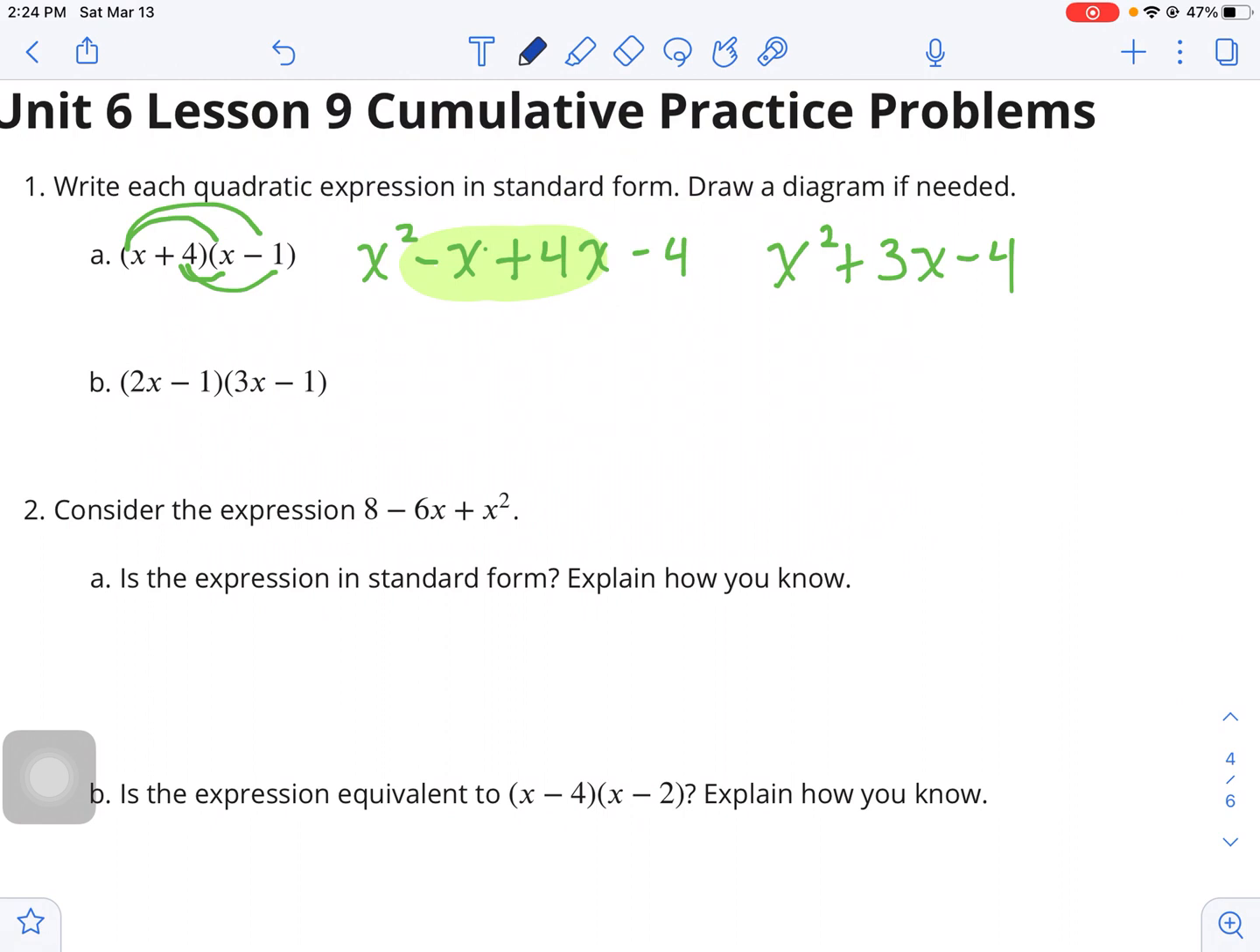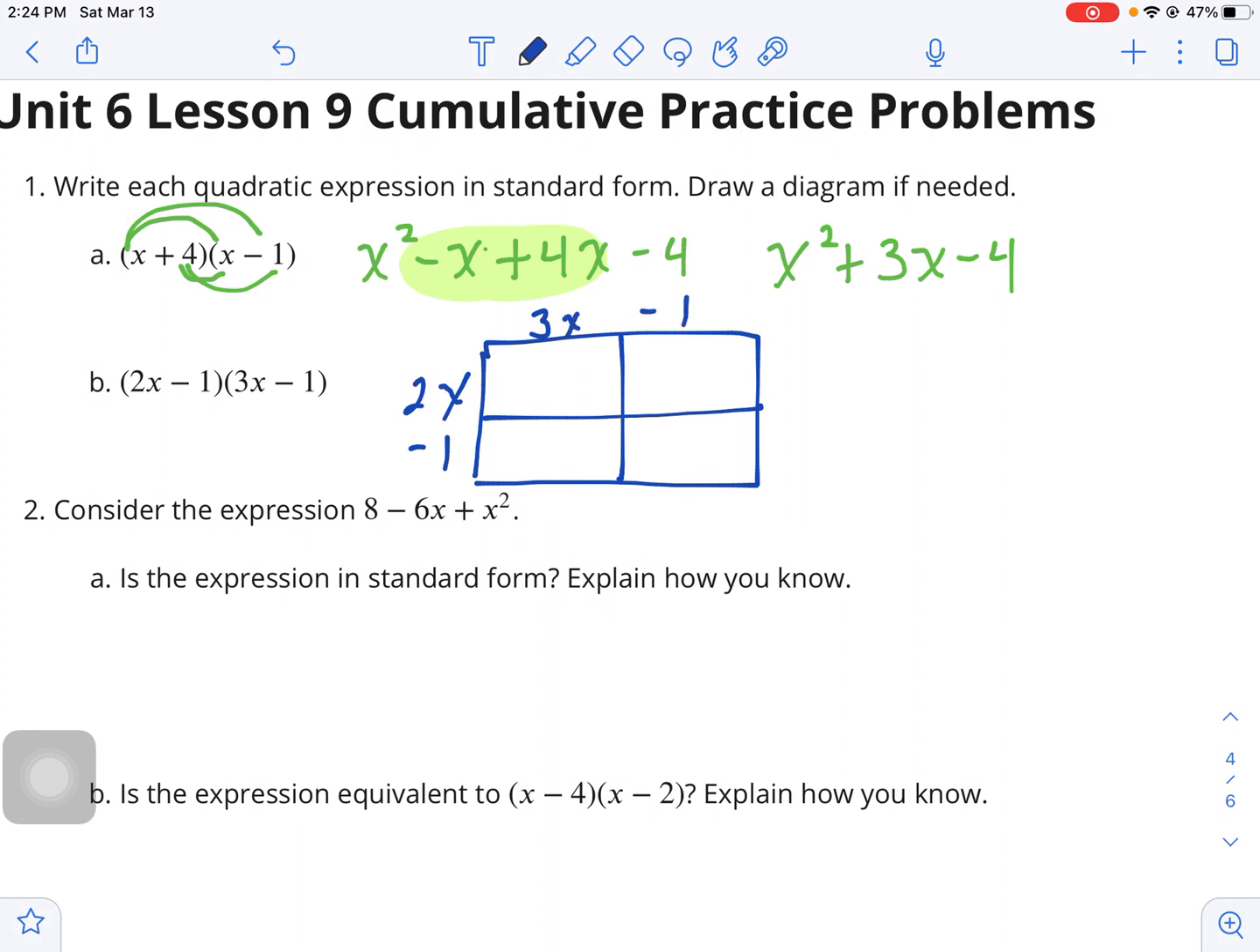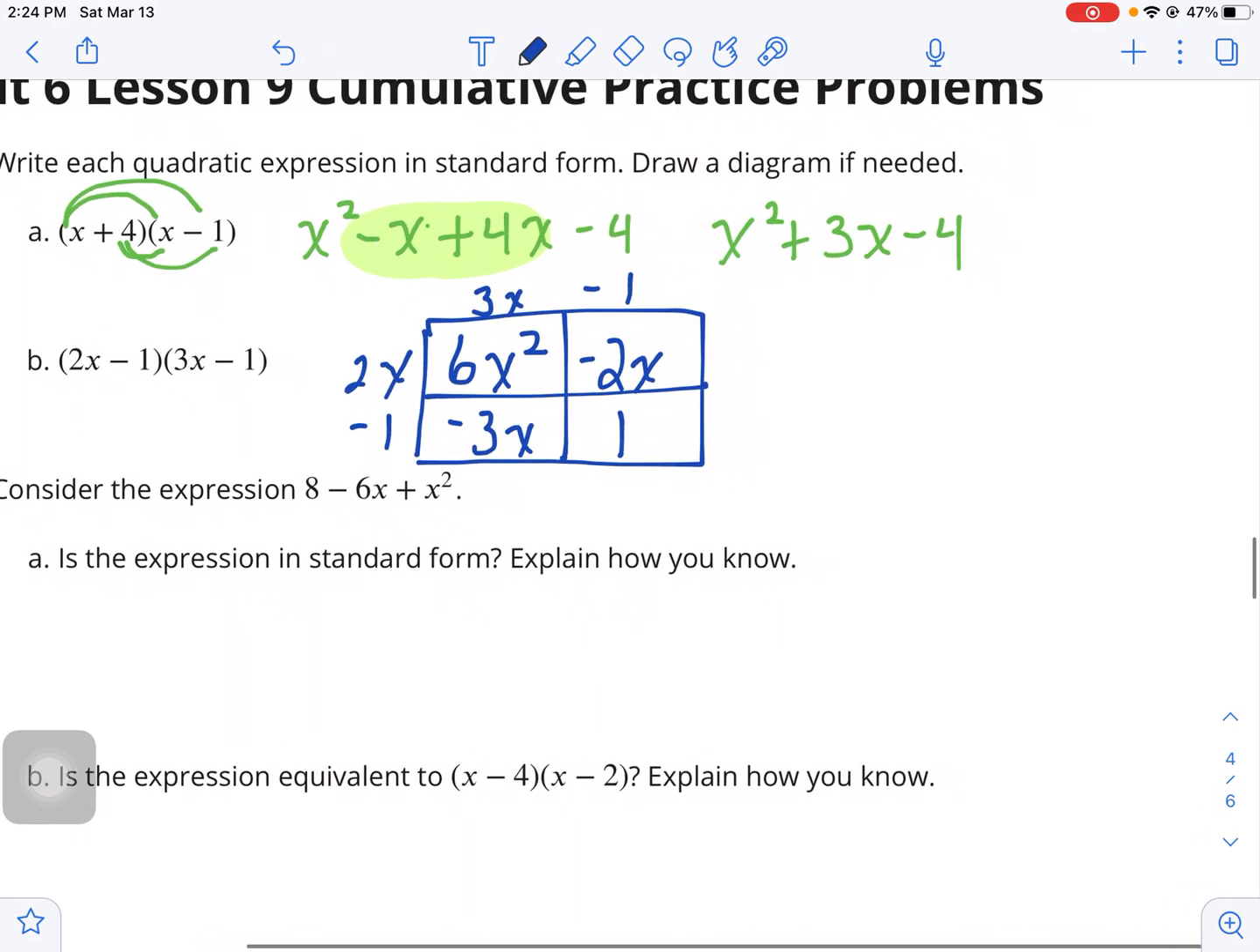And let's try the other one with a diagram method. I'll put it in a different color also. 2x minus 1 can go along the left. 3x minus 1 can go along the top. 2x times 3x is going to be 6x squared. 2x times negative 1 is negative 2x. Negative 1 times 3x is negative 3x. And negative 1 times negative 1 is a positive 1. And so when we write this out, we want to remember to combine our diagonal terms because those are both x terms. So we get 6x squared minus 5x plus 1 then.